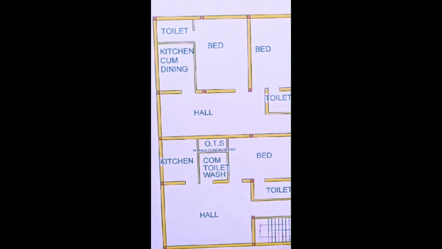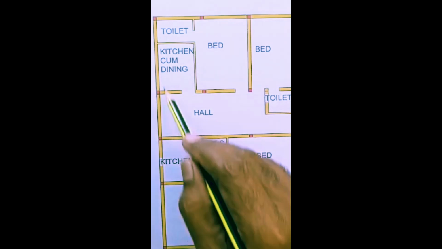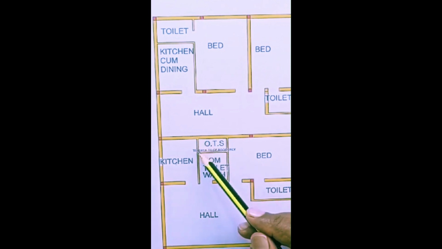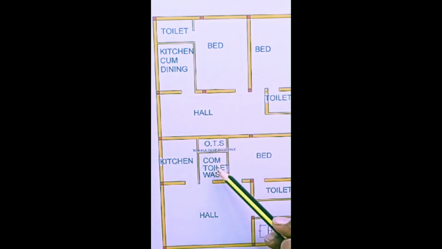We come up the staircase this way. This is a passage. From this passage, this portion is one house, and this portion is another house. For entering, there is a hall, one bedroom, a kitchen, and an attached toilet. This is a common toilet. This is OTS. OTS means open to terrace, because there is no ventilation to this common toilet, so one OTS is required.